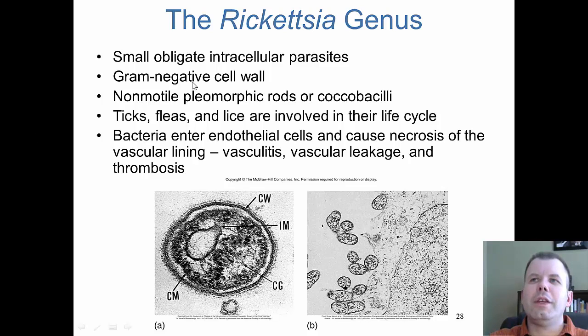Okay, so the Rickettsia genus, again, is a small obligate intracellular parasite. It has a gram-negative cell wall. It's non-motile, but it has pleomorphic rods or coccobacilli, and it's carried by ticks, fleas, and lice are involved in their life cycle. And again, it enters into endothelial cells, causing necrosis of the vascular lining, can lead to vasculitis, vascular leakage, and thrombosis. So again, it's more typically seen in the blood, gets into the blood, and can lead to damage of the blood vessels. And so that's where we see it.